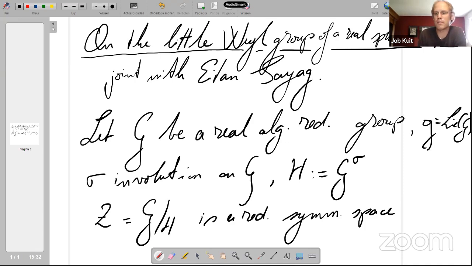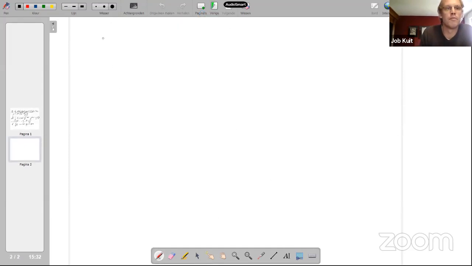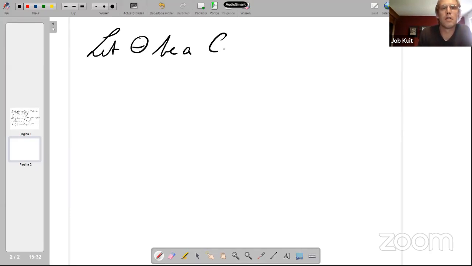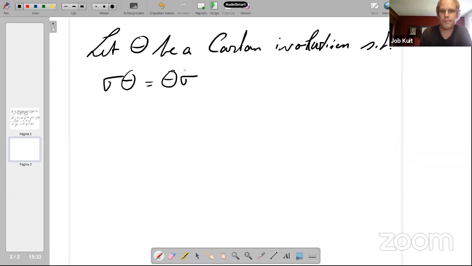Now, in this context, there are two root systems and two Weyl groups around. So let me try to describe those. I begin by choosing a Cartan involution theta, an involution commuting with sigma, so that my Lie algebra decomposes. I will use the same letter also for the corresponding involution on the Lie algebra. So the Lie algebra then decomposes into a plus one and minus one eigenspace for both of these involutions.